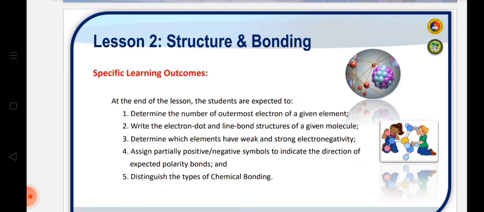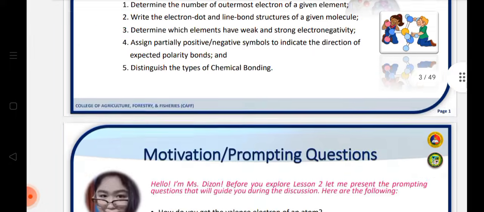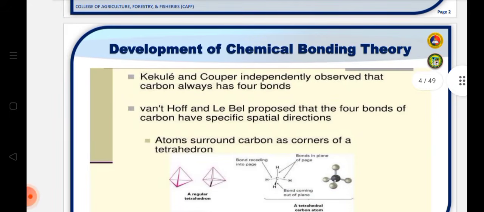Determine the number of outermost electrons of a given element. Write the electron dot and line bond structures of a given molecule. Determine which elements have weak and strong electronegativity. And then we also have to assign partially positive or partially negative symbols to indicate the direction of expected polarity of bonds. And the fifth one, distinguish the types of chemical bonding. So without further ado, let us discuss the development of chemical bonding theory.